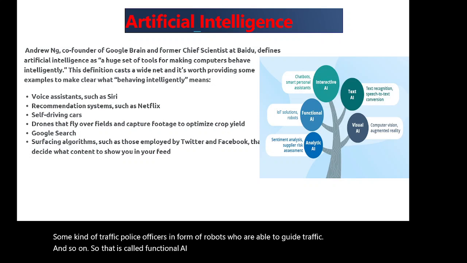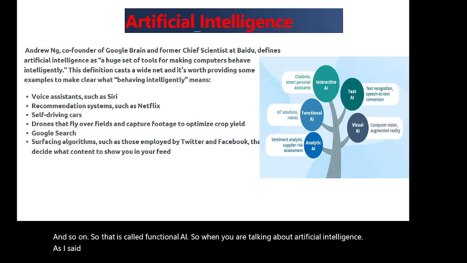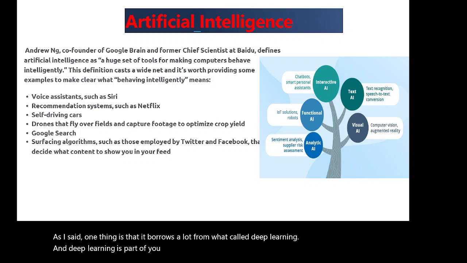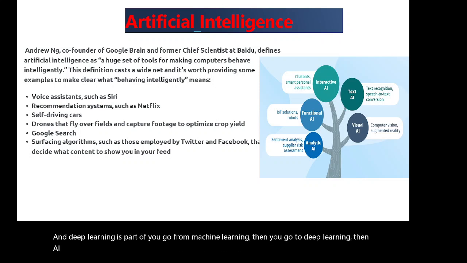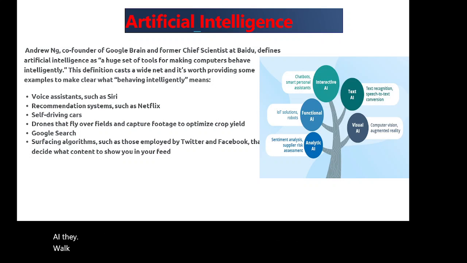So when you are talking about artificial intelligence, as I said, one thing is that it borrows a lot from what you call deep learning. And deep learning is part of, you go from machine learning, then you go to deep learning, then AI. They work together. You need machine learning knowledge to be able to do deep learning and, of course, AI.